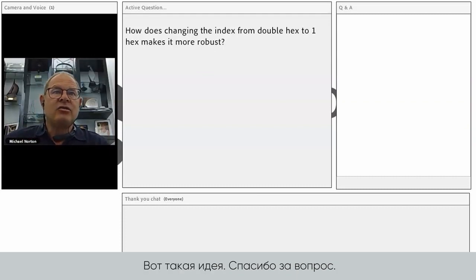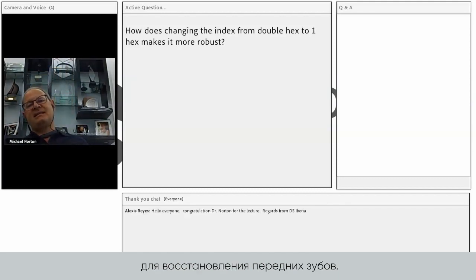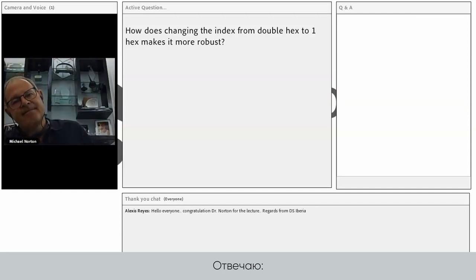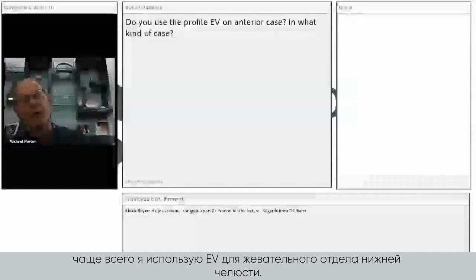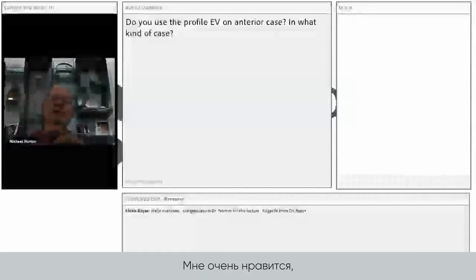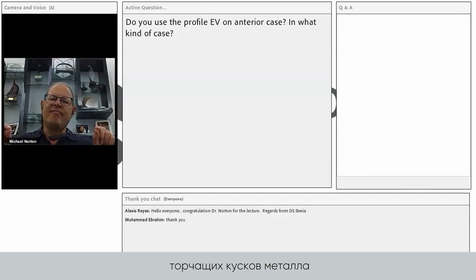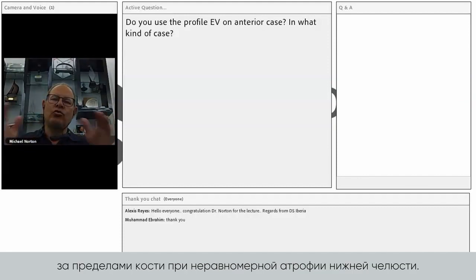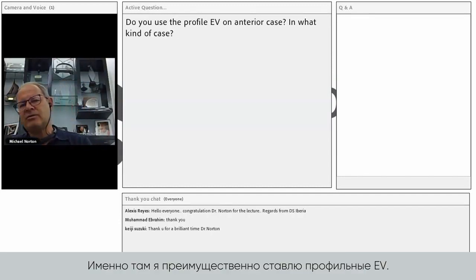So that's a good question. I've been asked if I use a profile EV on anterior cases. So the answer is I probably most commonly use EV for posterior mandible. I just love the fact that it gets rid of the problem of having edges of metal outside the contours of the sloped posterior mandible. So that's probably where I use it most.